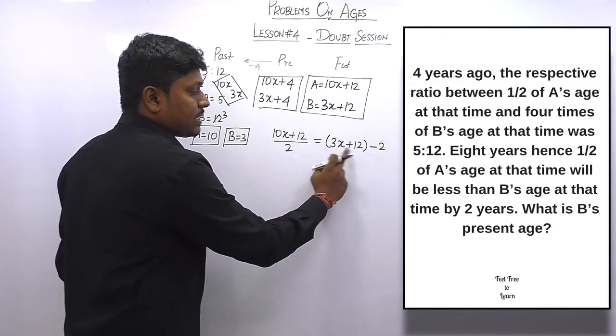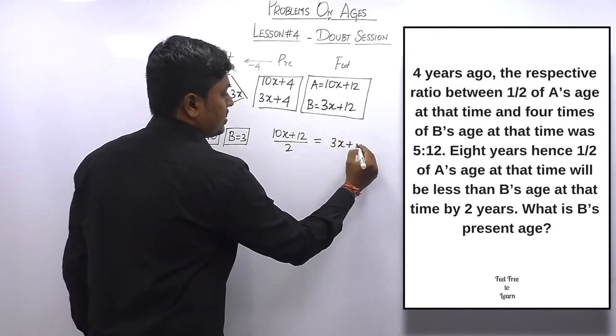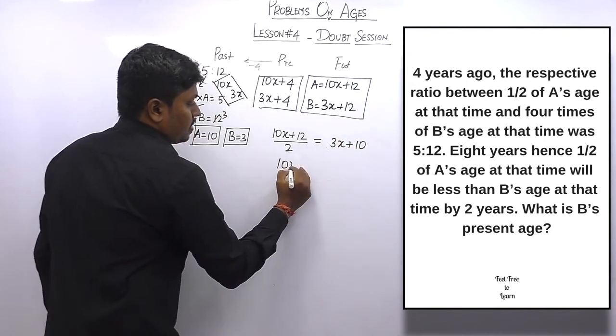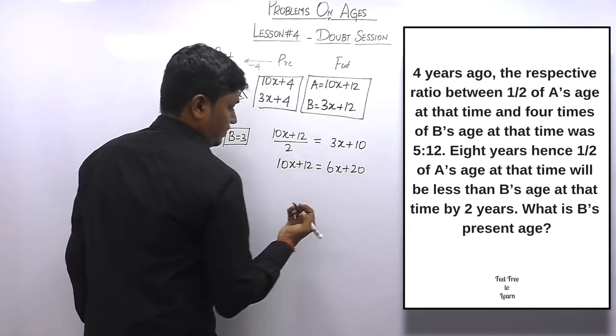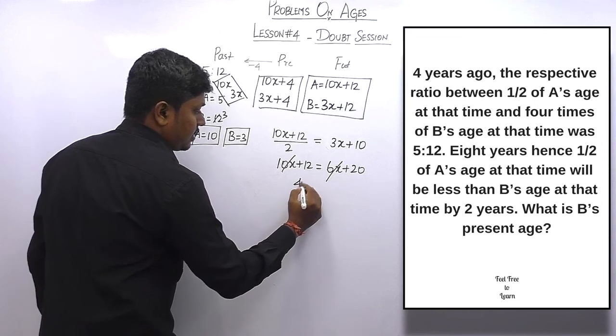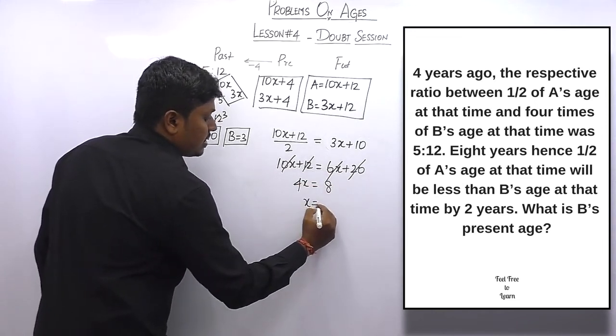Actually we can say 3x plus 12 minus 2 will be 3x plus 10. So we can write this as 3x plus 10. So 10x plus 12 is equal to 6x plus 20. So we can cancel this 4x. So 20 and 12 will be 8. So x is equal to 2.